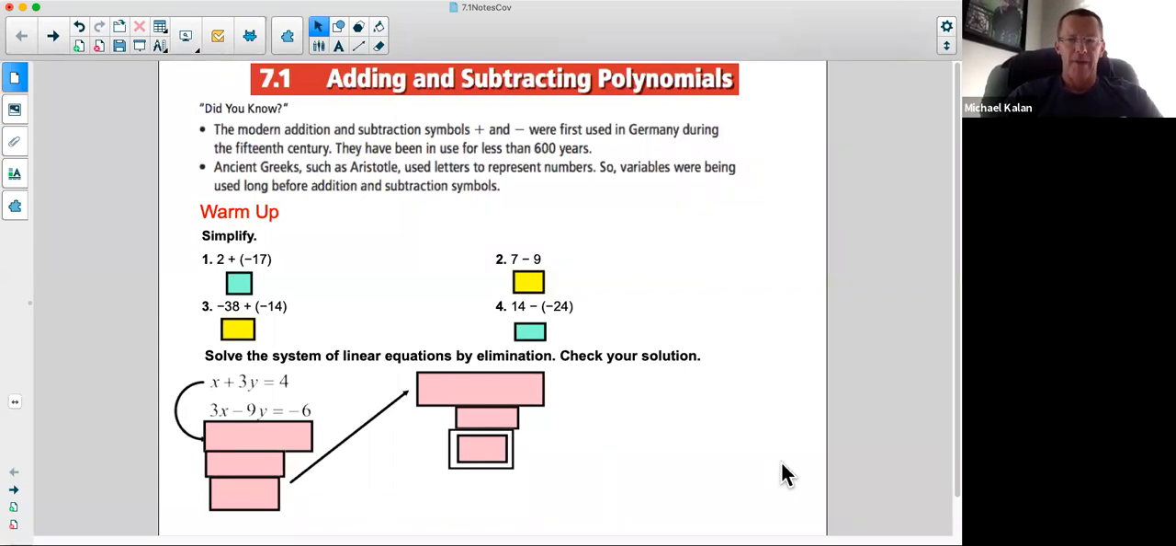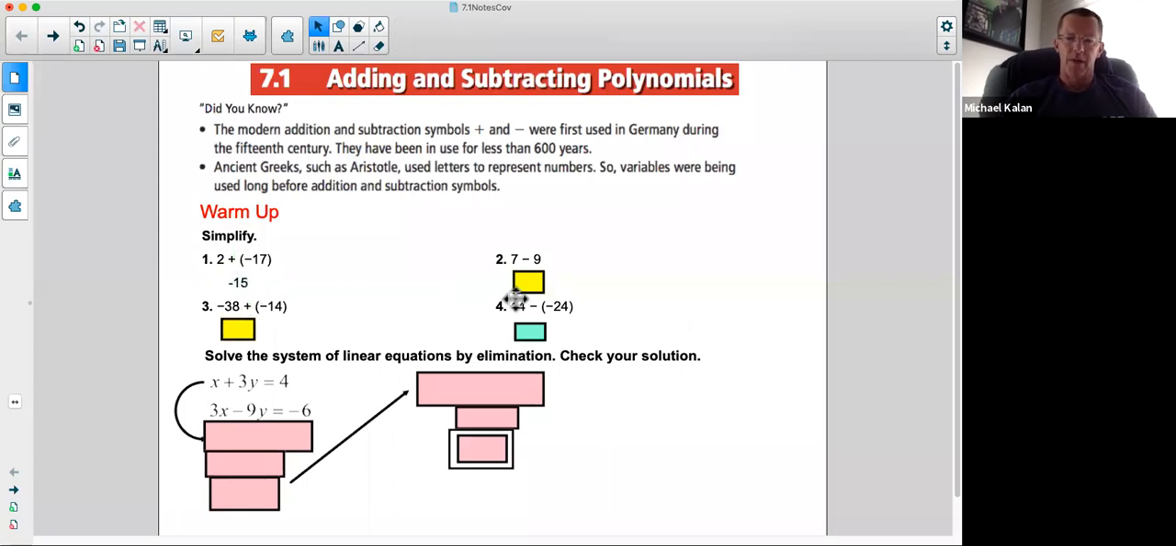But a couple interesting facts here. Did you know the modern addition and subtraction symbols plus and minus were first used in Germany during the 15th century? They've been in use for less than 600 years. Can you imagine a time before we had plus and minus symbols? Ancient Greeks, such as Aristotle, used letters to represent numbers, so variables were being used long before addition and subtraction symbols. Interesting. All right, go ahead and do this warm up, some practice with signed numbers.